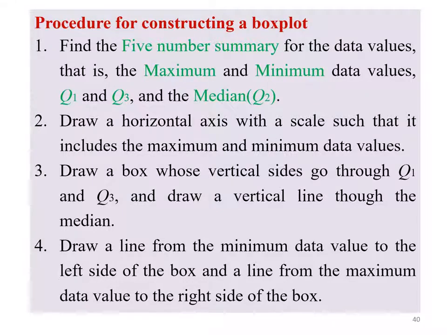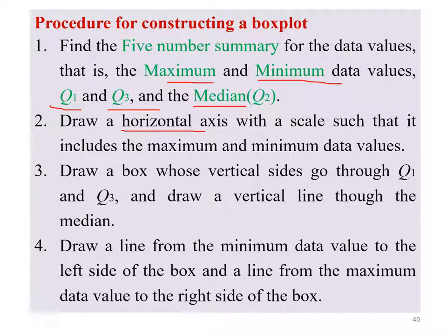So this is the procedure. Find the five-number summary for the data values: maximum, minimum, Q1, Q2, Q3. Then draw the horizontal axis with a scale that includes the maximum and minimum data values, or otherwise you can draw the vertical axis too. It just doesn't matter.